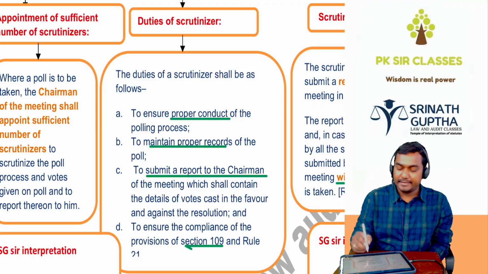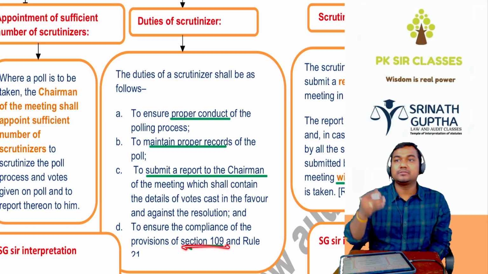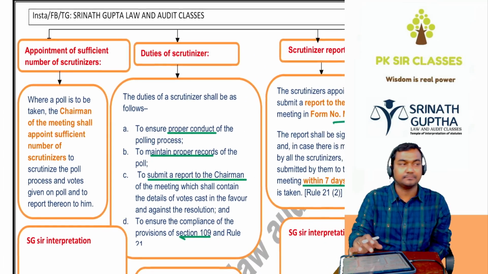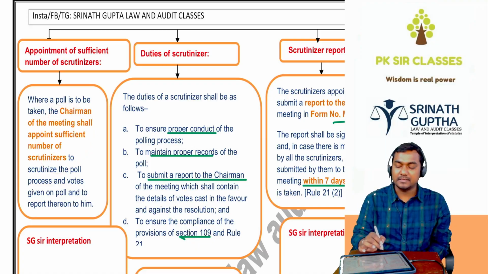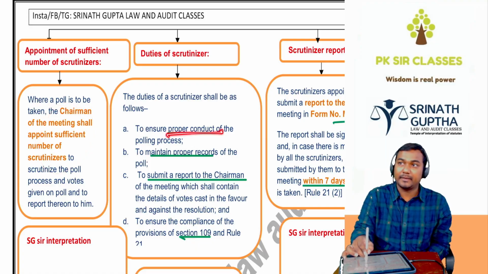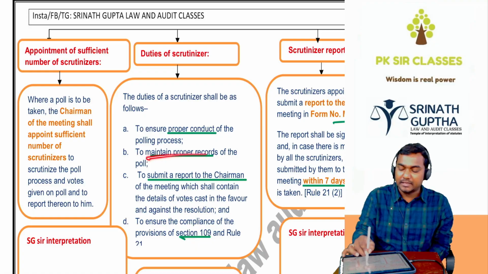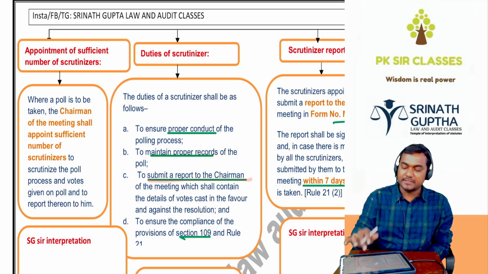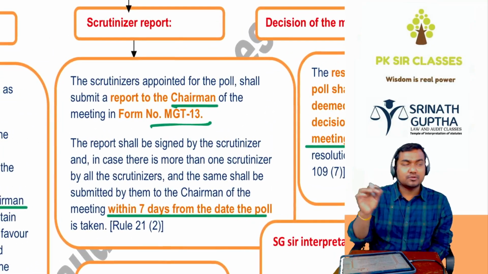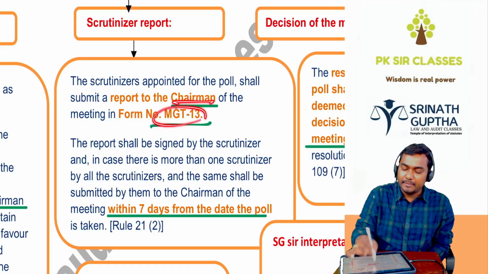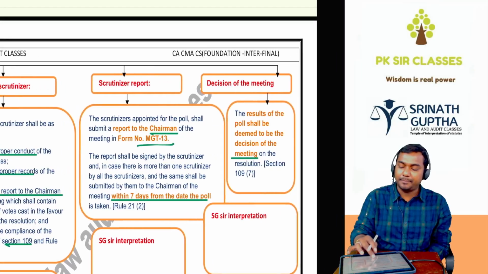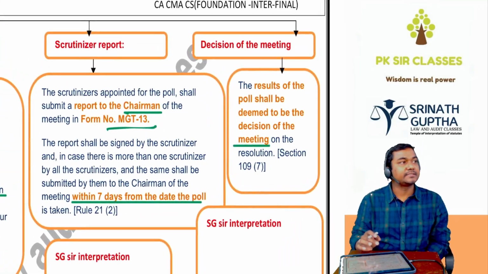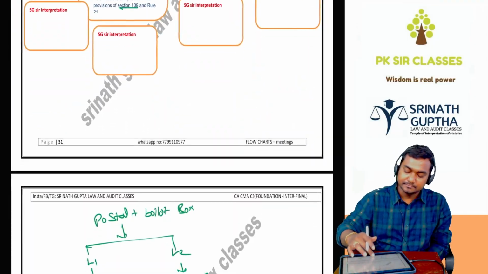Yes sir, no sir. He has to comply with section 109. Sir, duties of the scrutinizer: to take care of the poll, to conduct the poll, we have to appoint the scrutinizer. The scrutinizer appointed by the company has to conduct the poll, maintain the proper records, and submit the records to the chairman. The scrutinizer will submit the report to the chairman in form number MGT 13 within 7 days from completion of the poll. And once a decision is taken by poll, it is deemed to be the decision of the meeting and binding on all the members.